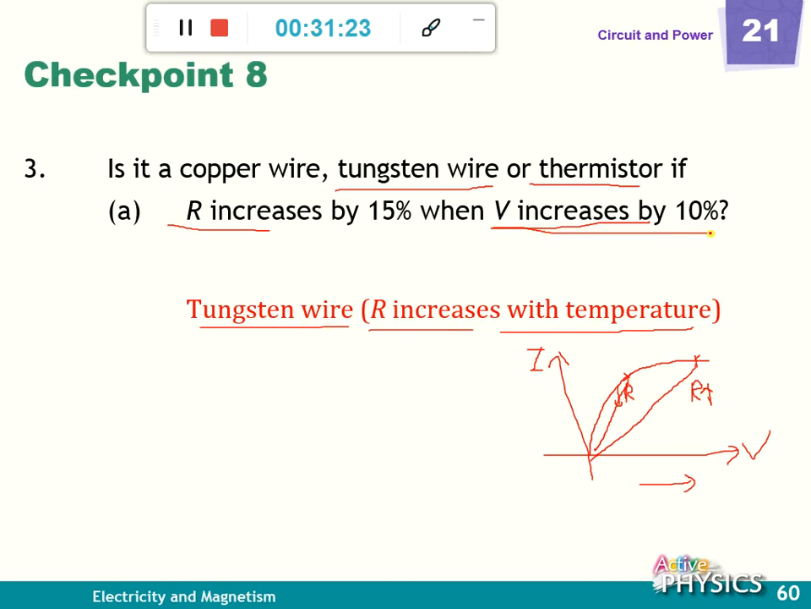V is increasing by 10%. R is also increasing 50%. Okay, exactly the same as this graph. This one tells us that this one should be the tungsten wire.